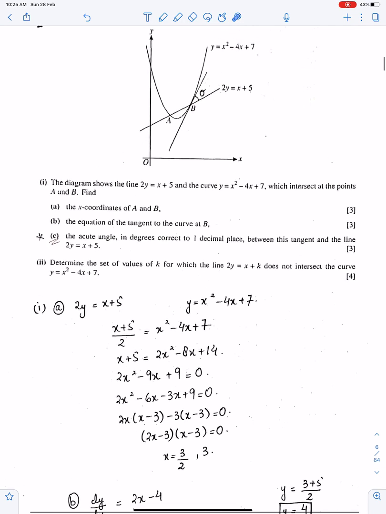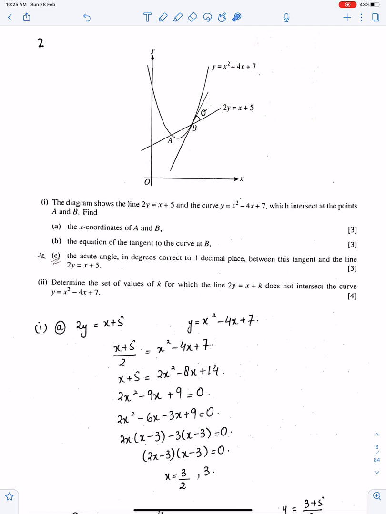Now this part C is very important. We need the acute angle, up to 1 decimal place, between this tangent and this line. Like we need this angle between this line and this tangent.